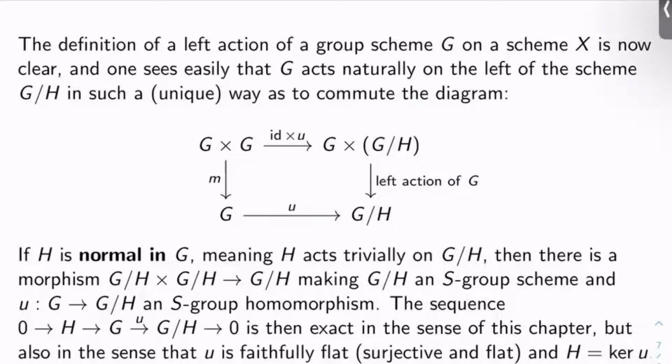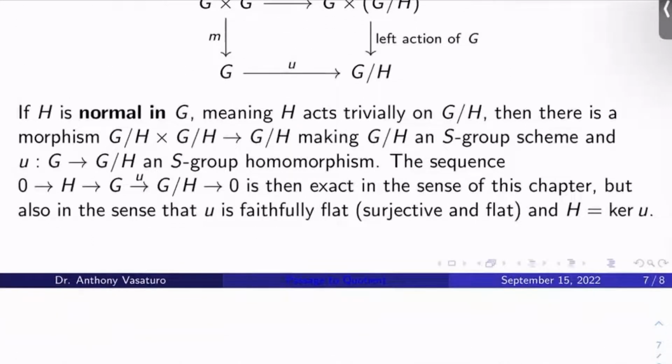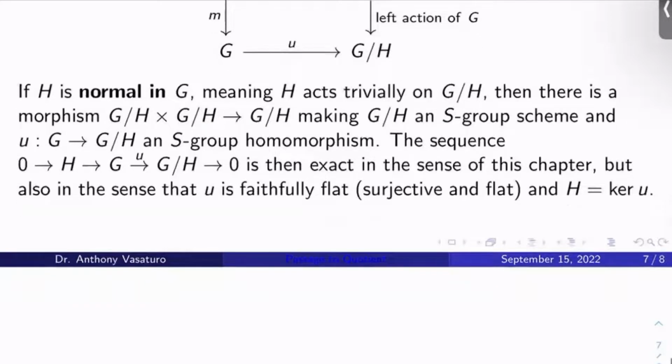And it does. Now, if H is normal in G, and what should that mean under this setup? It should mean H acts trivially on G mod H, right? That's the only thing that really makes sense. Okay. Then there's a morphism from G mod H cross G mod H to G mod H, making G mod H an S group scheme, as expected. Okay, just like what happens in algebra. And our map U from G to G mod H is an S group homomorphism, as expected.